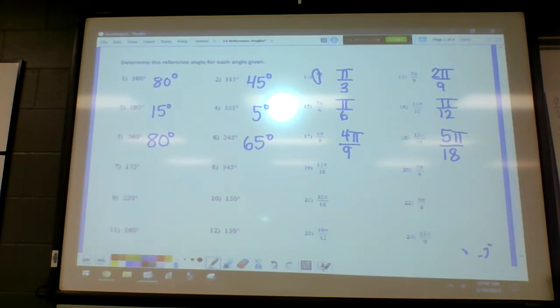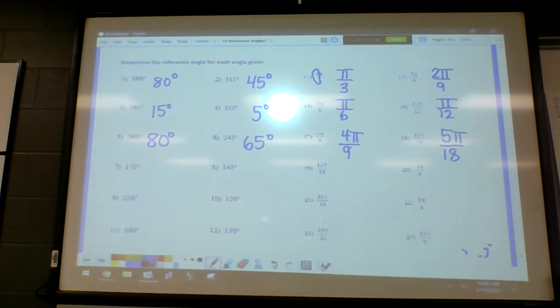All right. We'll skip 19. Let's go to 20. 7 pi over 4. 7 over 4. Is that closer to 1 or closer to 2? Because you're either looking at 4 over 4 or 8 over 4, right? And that's really close to 8 over 4.